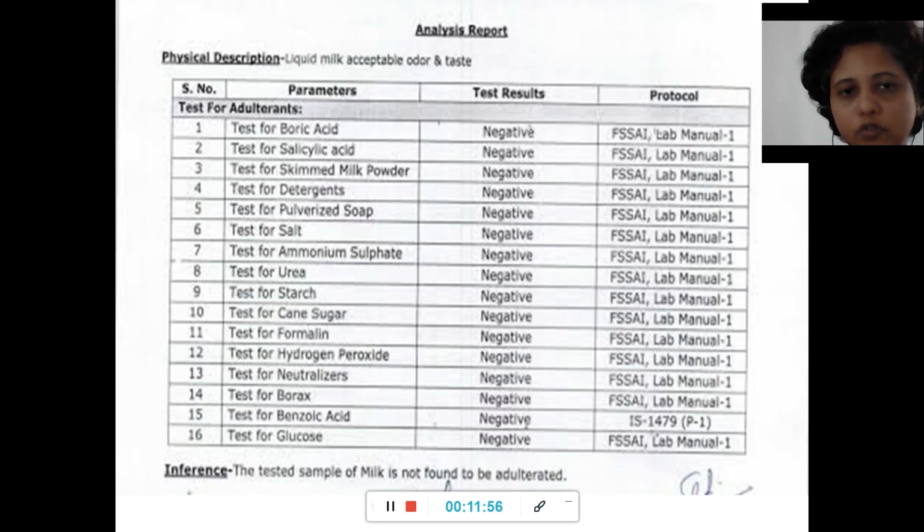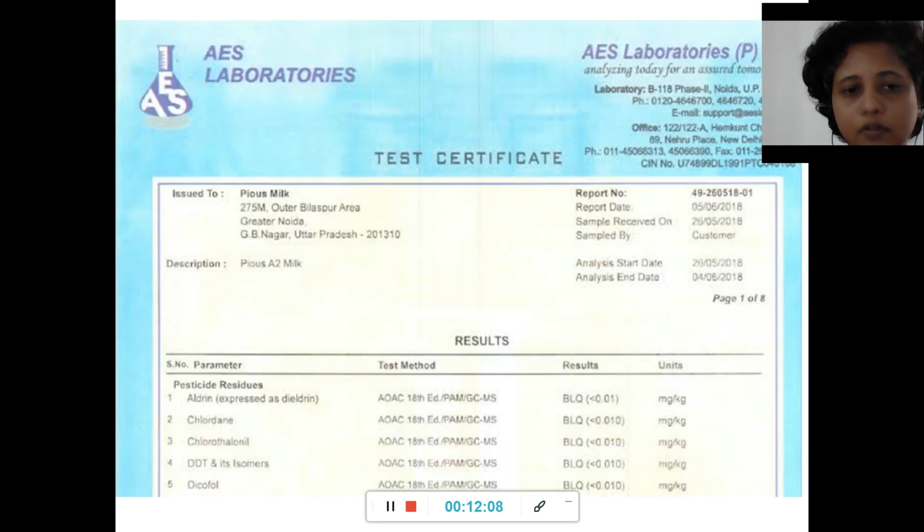This is another test showing the same thing. The analysis report is also given, positive or negative, and the presence of glucose, neutralizers, even hydrogen peroxide is noted. Then chloridine. The next adulterant that we can find in the milk is pesticides. For example, if the cow is eating food which is adulterated with pesticides, that would also come into the milk. So here they are looking for DDT also.